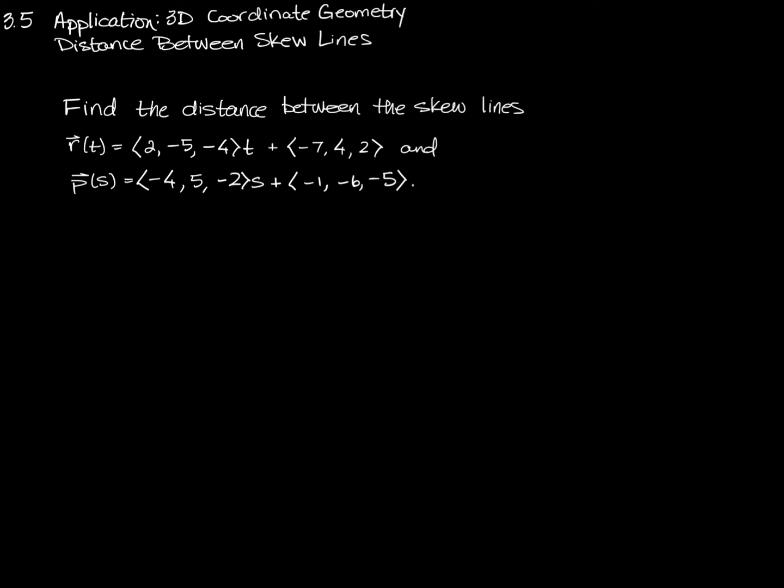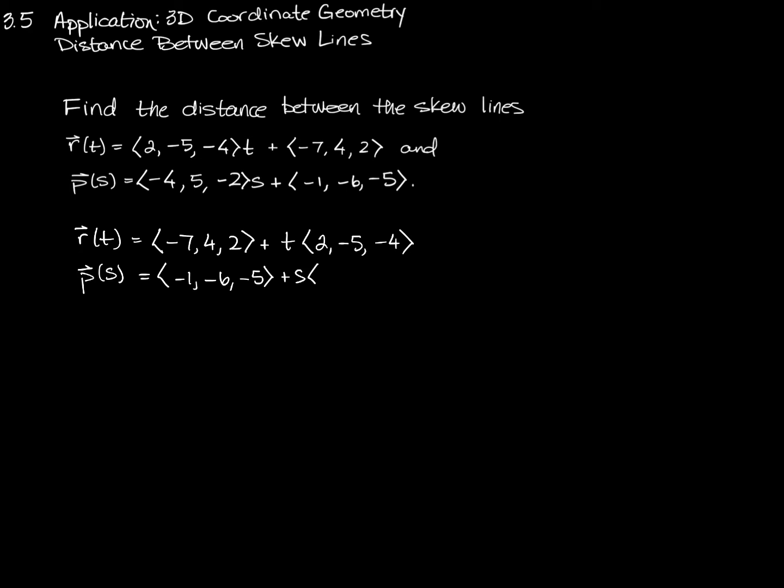The other thing to notice, and I think this is a bigger deal, is that these are in a different order than we've been seeing them. So I'm very, very tempted here to rewrite these. R of t equals negative 7, 4, 2 plus t times 2, negative 5, negative 4, because that's the order I'm used to seeing these lines in, and that way I'll know that when I pull the various information that I need from these two lines, I'll be getting it from the right place. So P of S is going to be negative 1, negative 6, negative 5, plus S times negative 4, 5, negative 2.